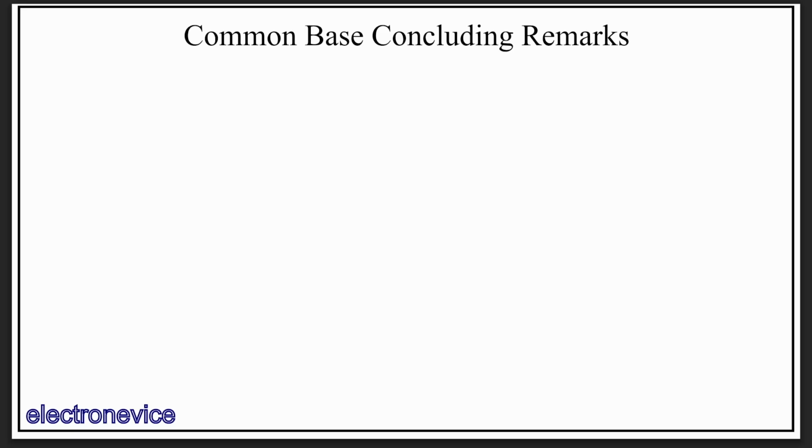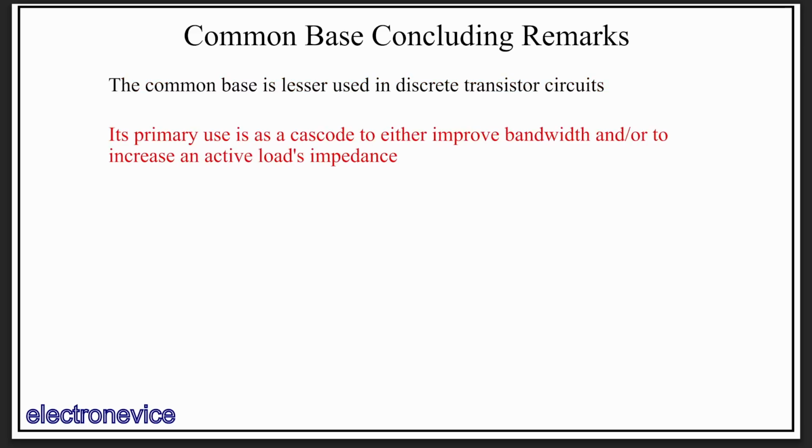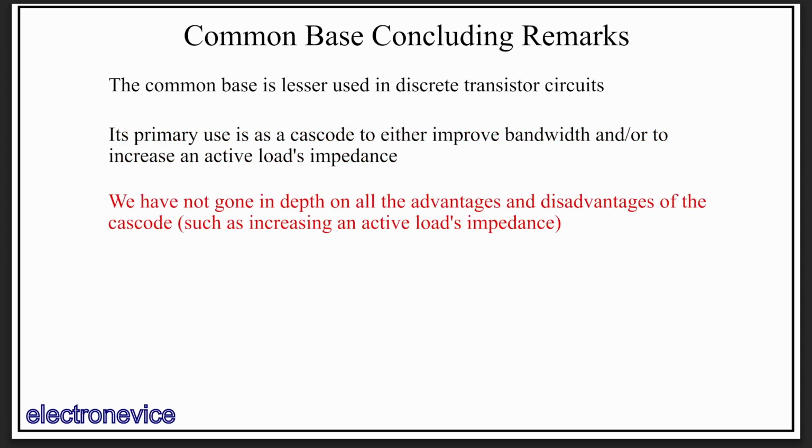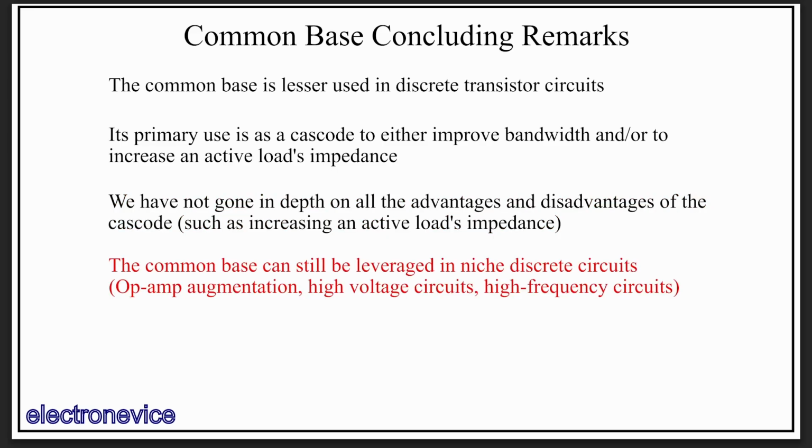A few final concluding remarks for this mini-series. So, the common base is a lesser used circuit in discrete transistor circuits. It tends to shine more inside integrated circuits. Its primary use is as a cascode to either improve bandwidth and/or increase active load impedance. In this mini-series, I wanted to introduce the common base and demonstrate some of its capabilities, but I didn't go in depth on all the advantages and disadvantages of the cascode, such as increasing an active load's impedance. Even though the common base is generally for integrated circuits, it can still be leveraged in niche discrete circuits.